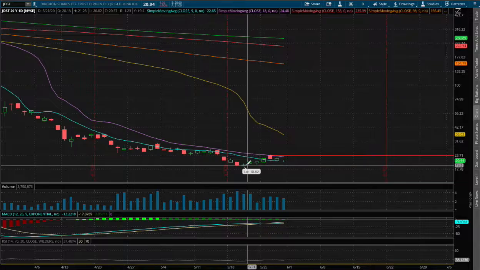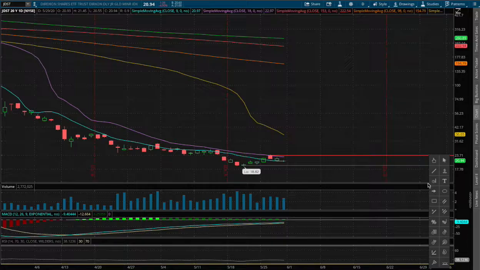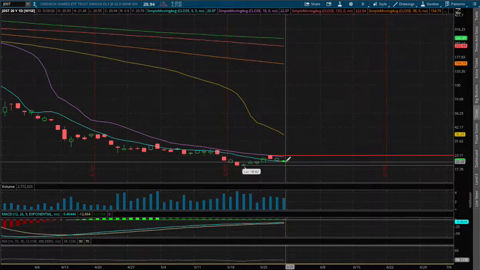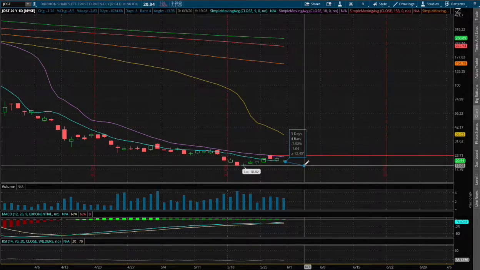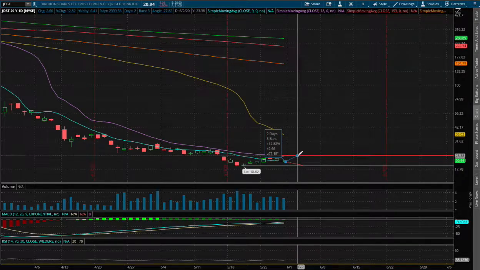And as for support, we made a previous support in the lows of $18.82 back on May 20th. So if we do manage to fall back to that level, that price movement to the downside is roughly 8%, and to the upside to hit previous resistance, that is roughly 12.8%.